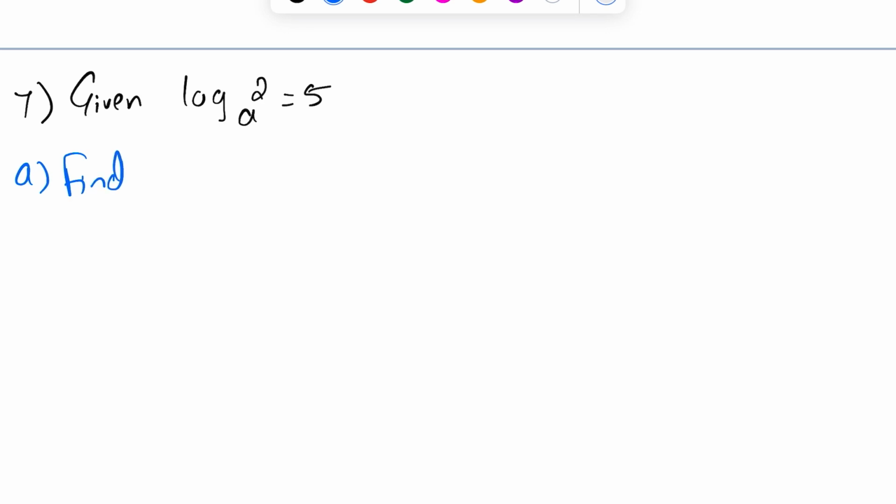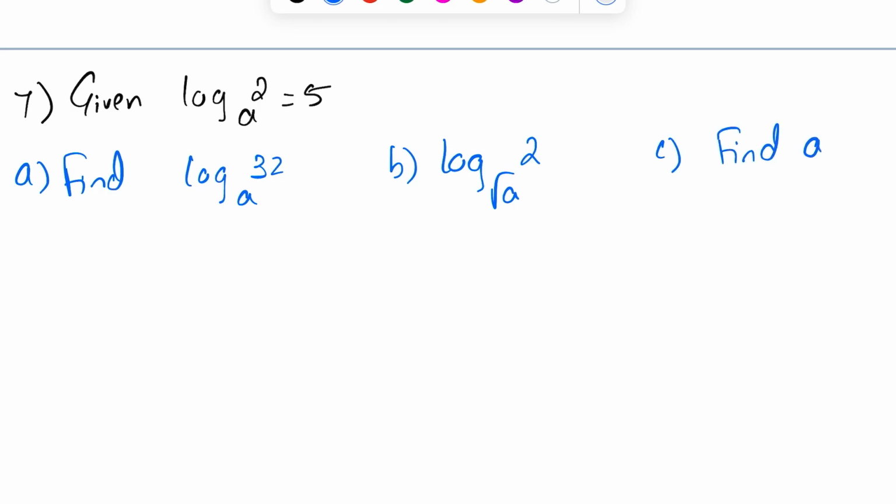Question number 7. It is given that log 2 to the base a equals 5. So the first part is find the exact value of log 32 to the base a. The second part is log 2 to the base root a. And part C is find a in 3 significant figures. These are the 3 questions.